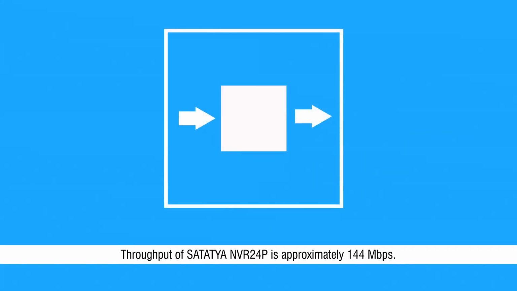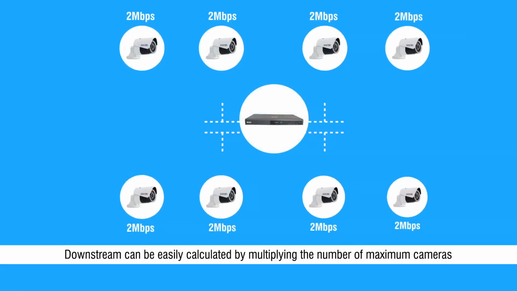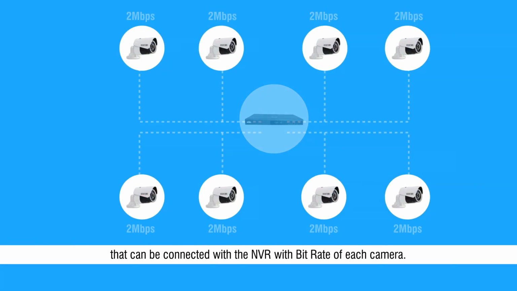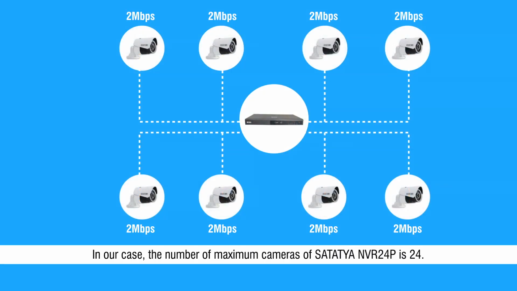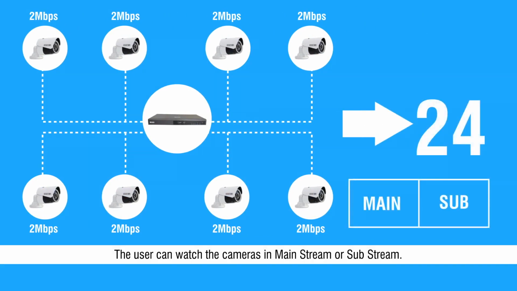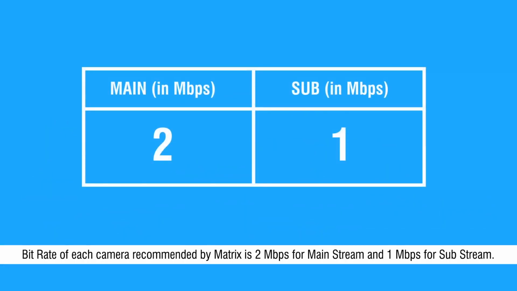Throughput of Satatya NVR24P is approximately 144 Mbps. Downstream can be easily calculated by multiplying the number of maximum cameras that can be connected with the NVR with the bitrate of each camera. In our case, the number of maximum cameras of Satatya NVR24P is 24. The user can watch the cameras in mainstream or substream. Bitrate of each camera recommended by Matrix is 2 Mbps for mainstream and 1 Mbps for substream.